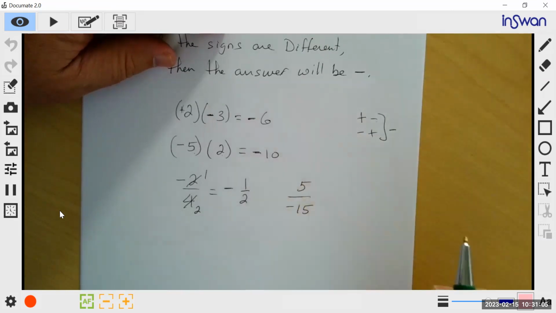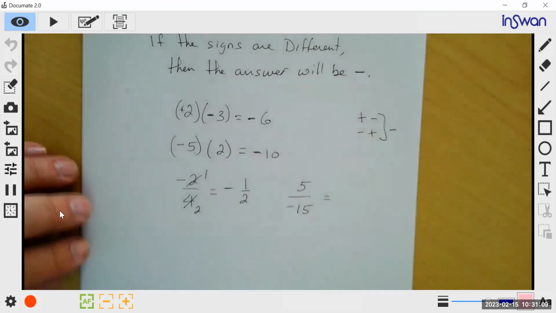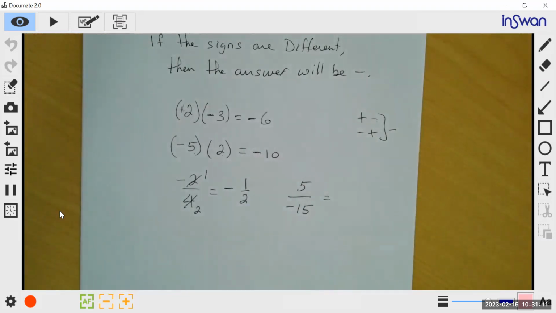So for this one, we don't take the sign from the bigger. Nope. The reason to do that for adding and subtracting is because when adding and subtracting, we move along the number line. This one is multiplication, which is a series of additions, so.